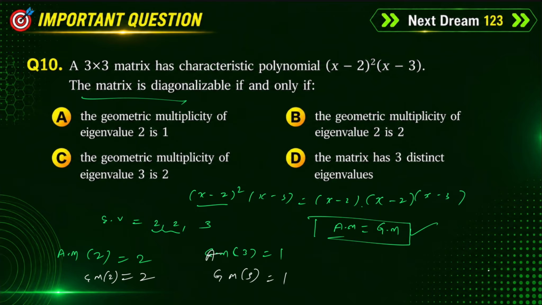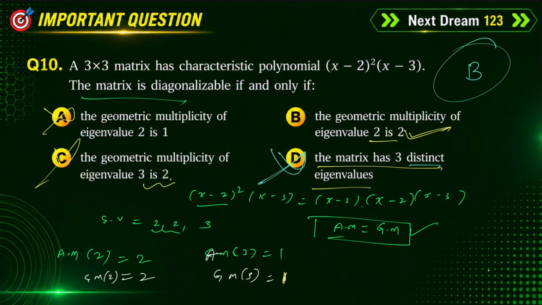Now check the options. The geometric multiplicity of eigenvalue 2 is 1: no, that is a wrong option. The geometric multiplicity of eigenvalue 2 is 2: yes, it is the correct option. The geometric multiplicity of 3 is 2: the geometric multiplicity of 3 is 1, but it is given as 2, so it is wrong. The matrix has 3 distinct eigenvalues: no, because there are repeated eigenvalues, there are no 3 distinct eigenvalues. This is also wrong. That means our answer is only B. B is the only correct option for this question.